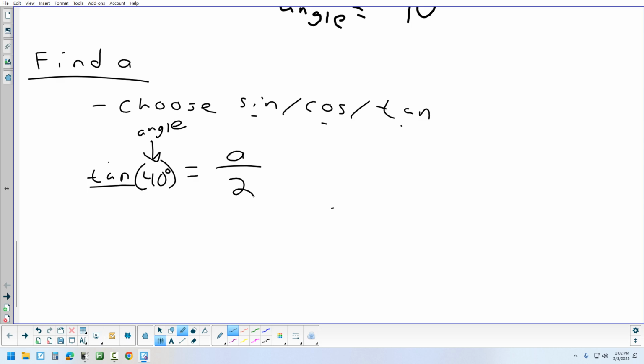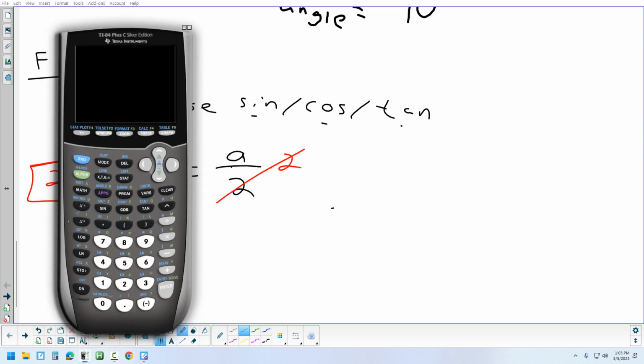Okay. Only thing we have to do to solve for A is get rid of the dividing by 2. So we times both sides by 2? Times both sides by 2. And that is what we need to plug in. 2 tangent 40. That's A. Let's type it in.